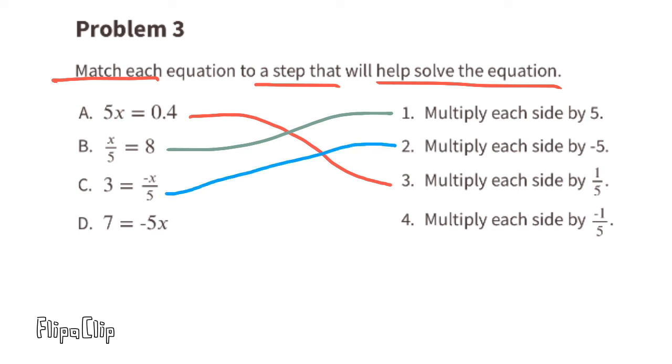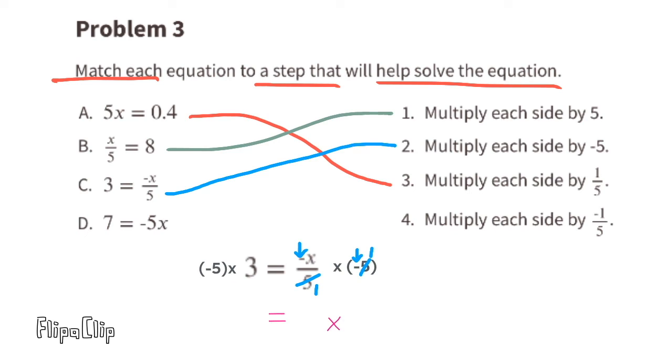C, 3 equals -x over 5, or -x divided by 5. We need to multiply both sides by 5, but not just by 5, but by -5, because a negative times a negative equals a positive, and we'd like that x to become a positive. So we have to multiply both sides by -5. Doing that would make the x a positive 1x or a positive x.